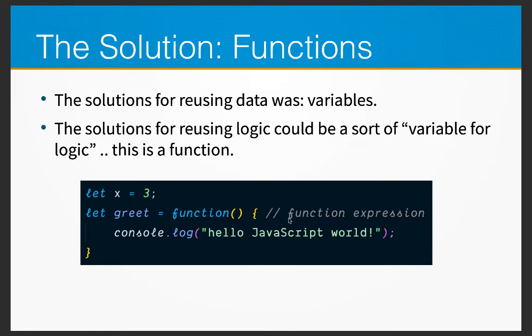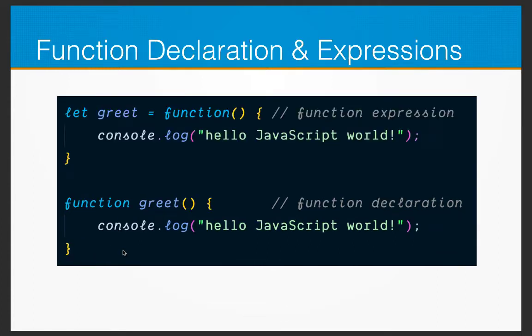So you already know that this curly bracket means here starts the code of the function, and this final curly brace is there to say here ends the code of the function. In JavaScript, from the beginning of the language, we had two ways of creating a function.